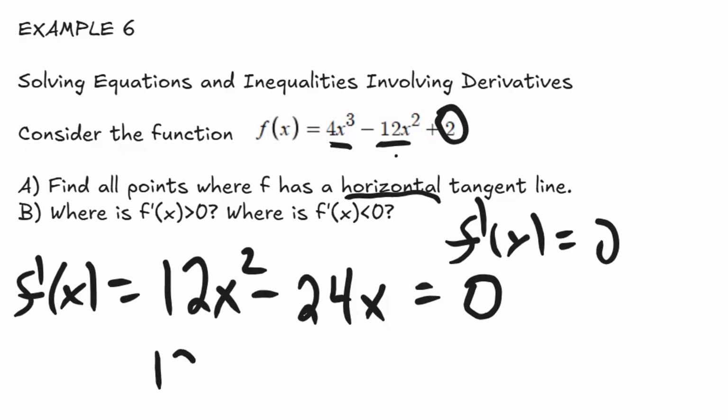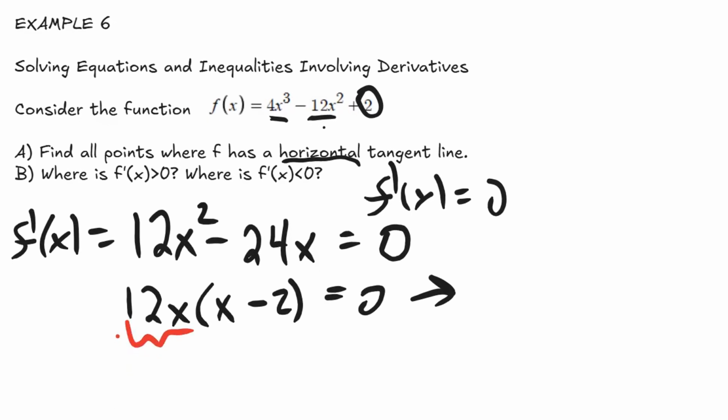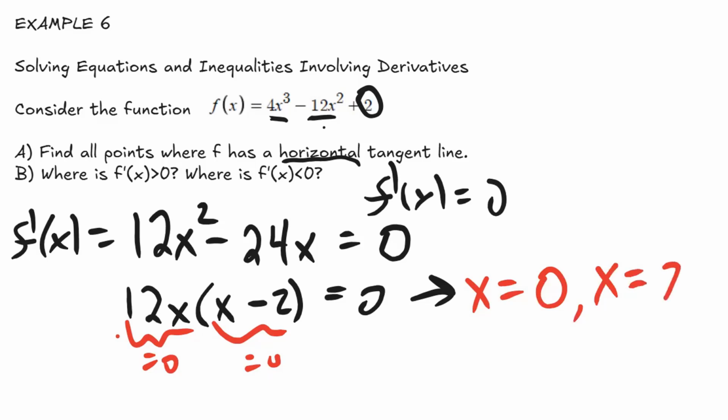So we could factor out a 12 and an x, and that's going to leave x minus 2 equals 0. So this is equal to 0 when either the 12x equals 0 or the x minus 2 equals 0. So that's going to give us x equals 0 and x equals 2.